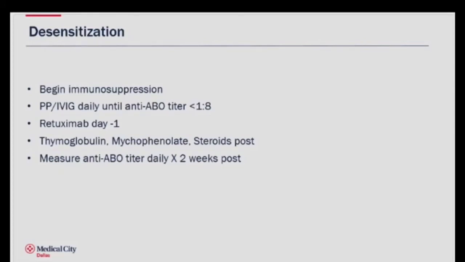Rejection is very unlikely when the anti-ABO titer is less than 8, and after about 3 weeks following the transplant, the titer doesn't seem to make any difference.